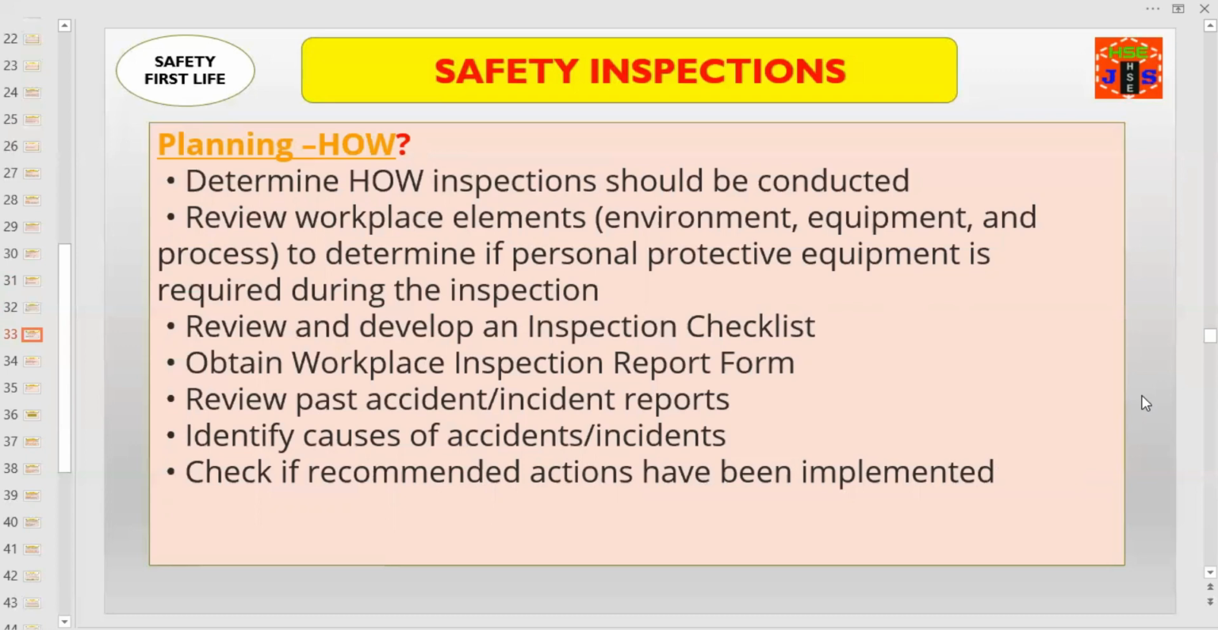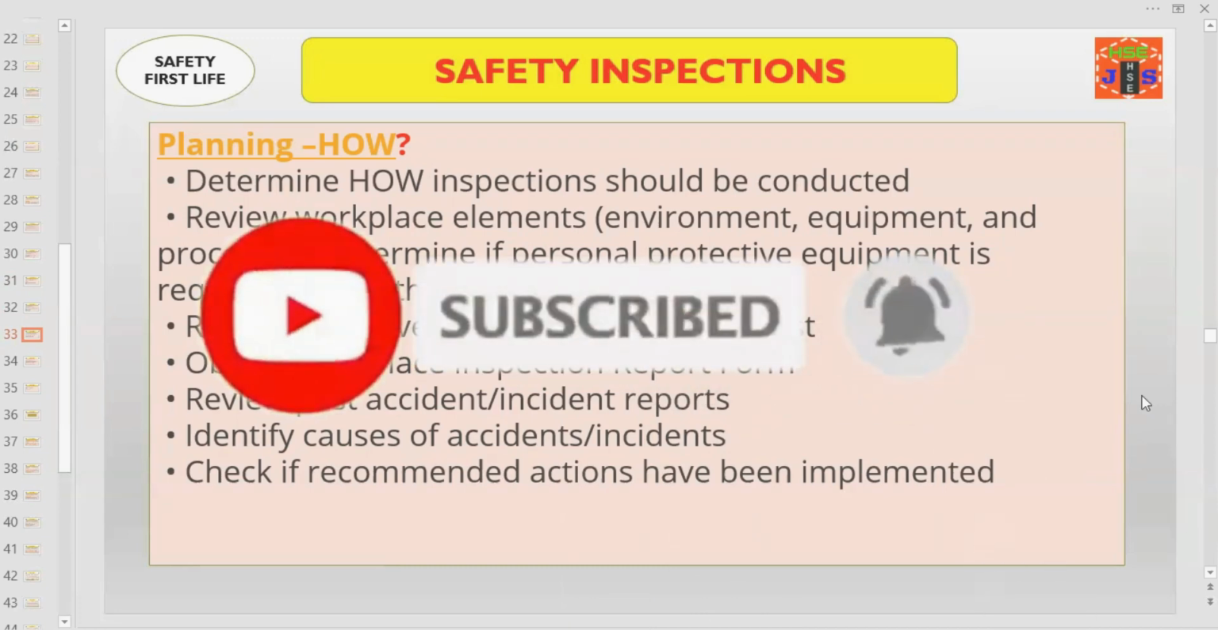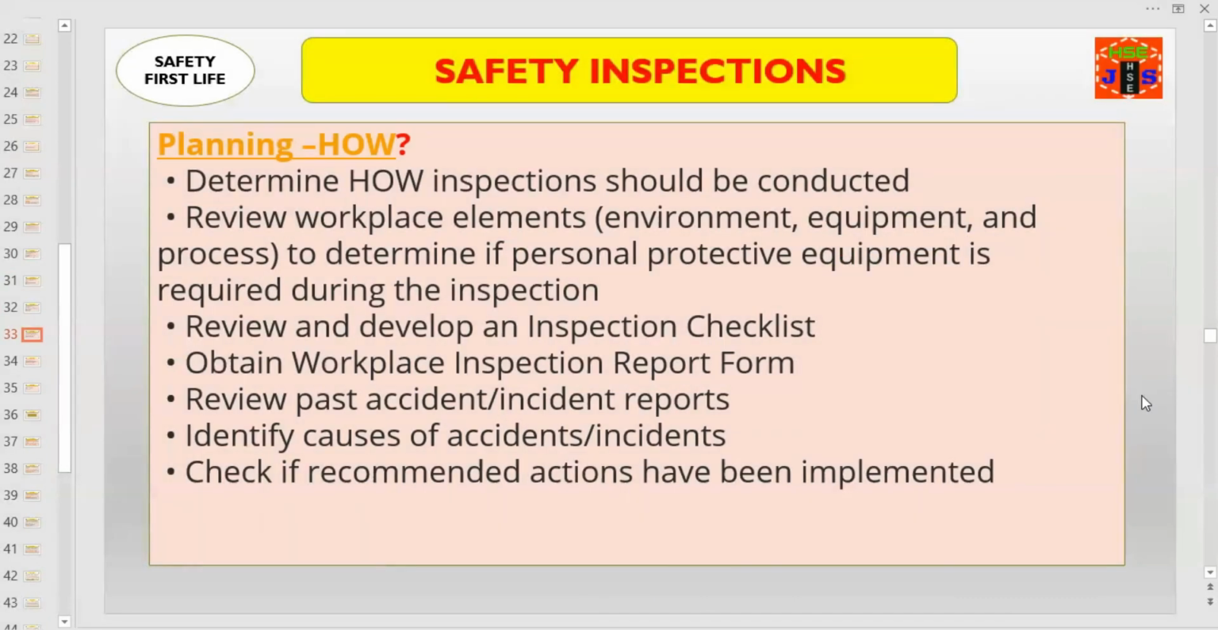Now we are focusing on how to carry out site safety inspection, how safety inspections should be conducted. Review workplace elements, environment, equipment, and process to determine if personal protective equipment is required during the inspection. Review and develop an inspection checklist, obtain the workplace inspection report form, review past accident and incident reports, identify causes of accidents or incidents, and check if recommended actions have been implemented or not. Without the answers to these questions, if you are on the work site, your site safety inspection shall never be complete, authentic, and 100% workable.